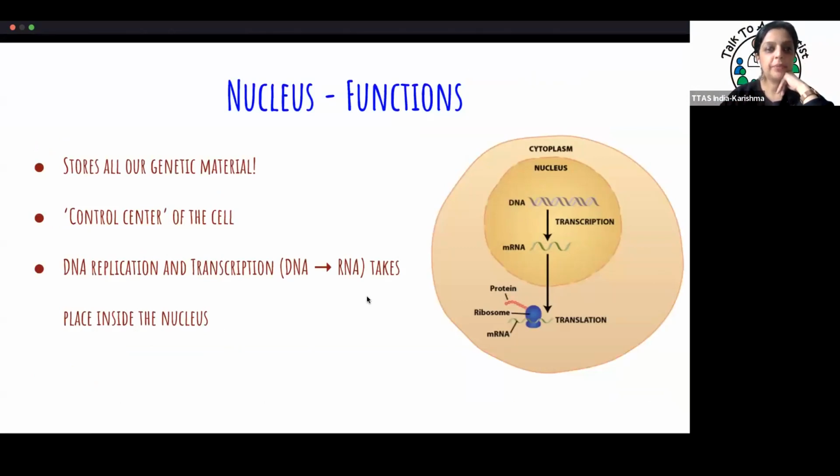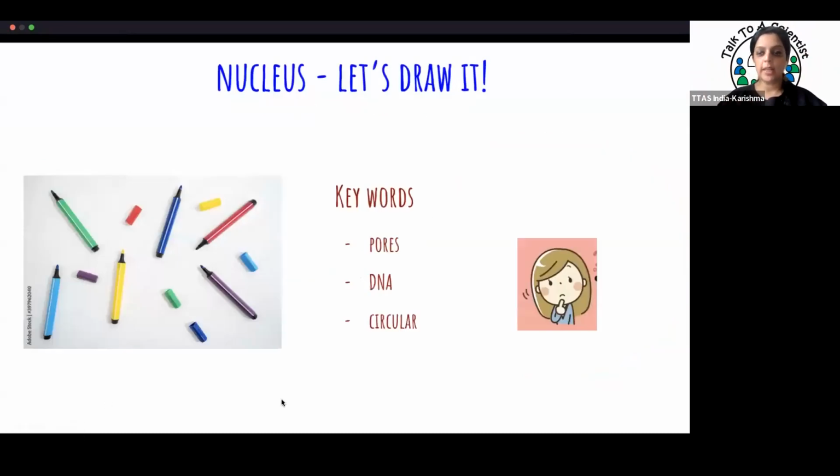This is the nucleus. What it does, before we draw it, is it contains DNA. So it's the control center of the cell. And this is where DNA makes more DNA and DNA gets converted to RNA. Just remember, some really vital or very important processes happen in the nucleus. Okay, so next slide where we'll draw the nucleus, which is here. So the key words are pores. The nucleus has pores. The nucleus has DNA and the nucleus is circular.